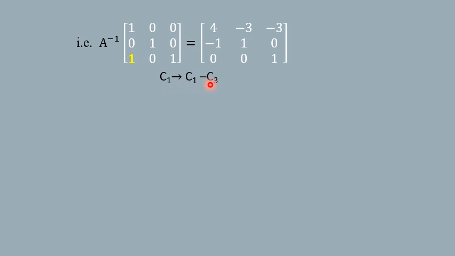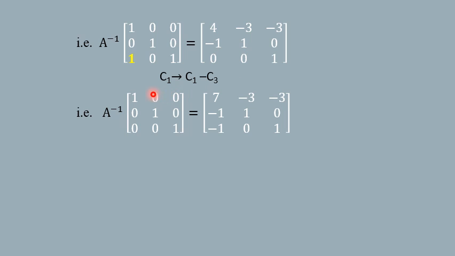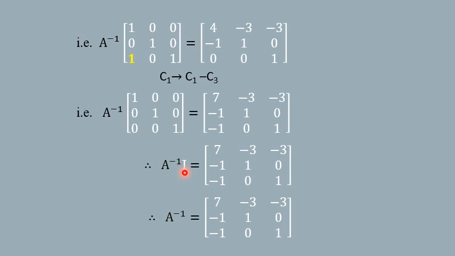C1 changes to C1 minus C3 in this postfactor, and in the right hand side we get this one. The second and third columns stay as they are, just subtract the third column from the first. So 1 minus 0 is 1, 0 minus 0 is 0, again 1 minus 1 is 0, and here we get 4 minus minus 3, that means 4 plus 3, which is 7. Now minus 1 minus 0 is minus 1, and 0 minus 1 is minus 1. Now this is the identity matrix, denoted by I, and the product of A inverse into I will be A inverse. So this is the inverse of the given matrix A.